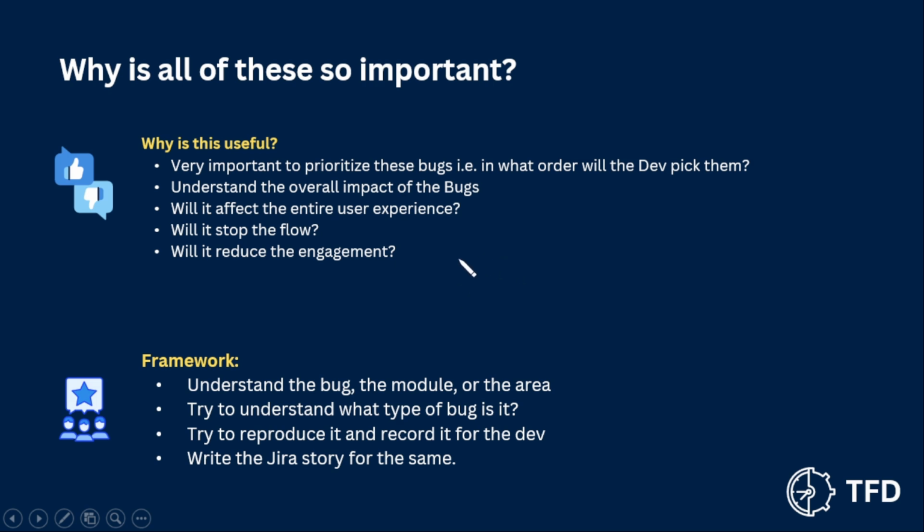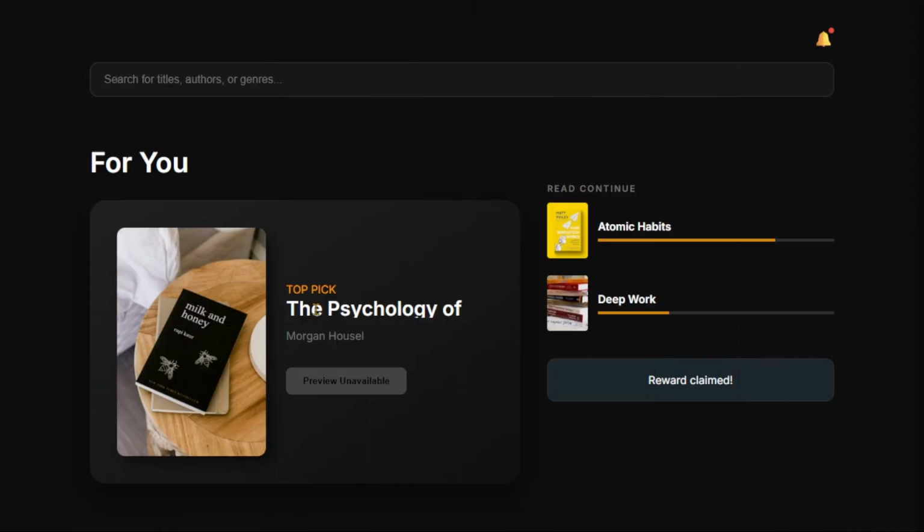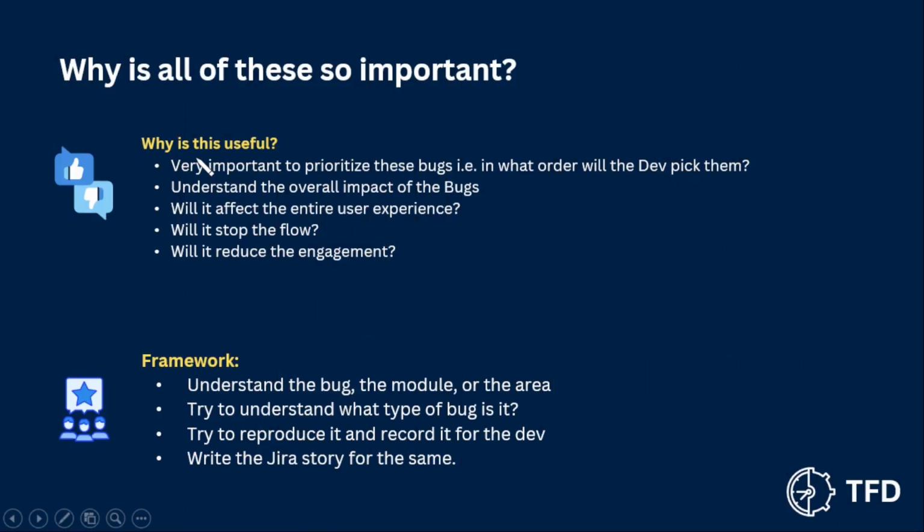Right now, in our example, when we looked across the booking application, the user is looking at this UI, and if he's seeing The Psychology of and then there's Milk and Honey, will it affect the user? Absolutely. He will be confused. He'll not be able to know which book it is, and he'll not be able to order it. Is it Milk and Honey? Is it The Psychology of Money by Morgan Housel? Correct. So there is something that is going to break the user experience, and it is going to affect the user. So will it stop the flow? Yes. Will it reduce the engagement? Absolutely. So we need to understand how critical those bugs are so that we can prioritize them.